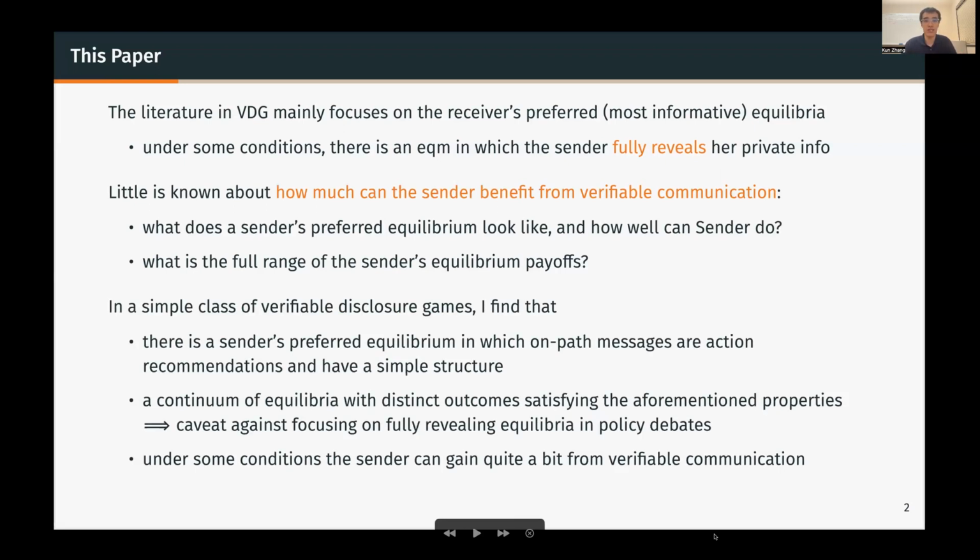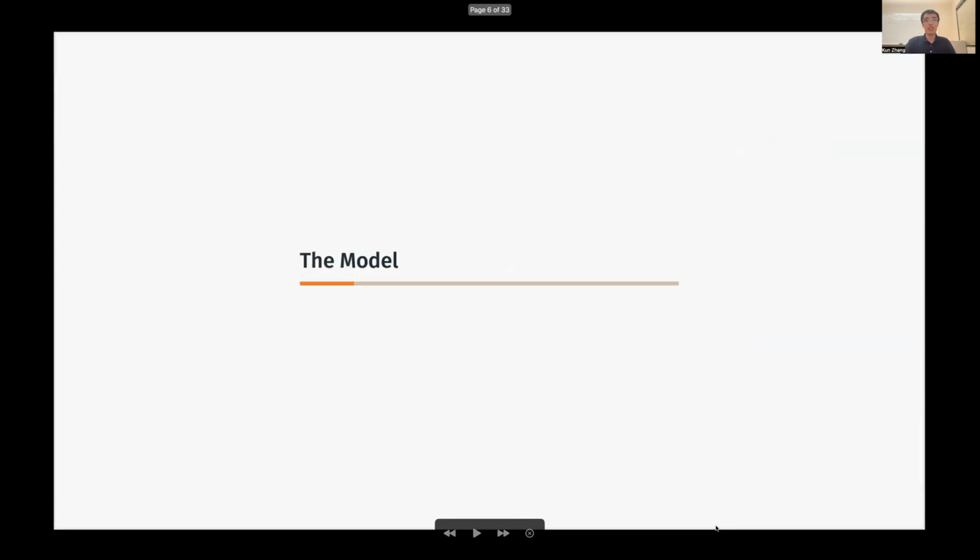I attempt to understand these questions in a very simple class of verifiable disclosure games. I find that there is a sender's preferred equilibrium in which the unprovoked messages have a simple structure and can be interpreted as action recommendations. Moreover, there exists a continuum of equilibria with distinct outcomes satisfying the properties I just mentioned, which may suggest it might not always be appropriate to focus on fully revealing equilibria in policy debates. Finally, under some conditions, the sender can gain quite a bit from verifiable communication in general. Let me now jump into the model.